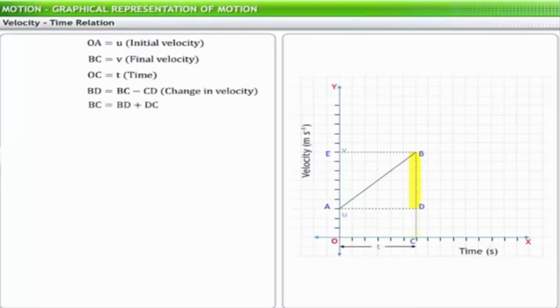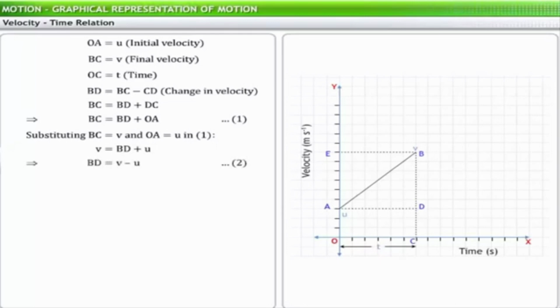BC is equal to BD plus DC, which is equal to BD plus OA. Let's call this equation 1. Substituting BC is equal to V and OA is equal to U in equation 1, we get V is equal to BD plus U, or BD is equal to V minus U as equation 2.